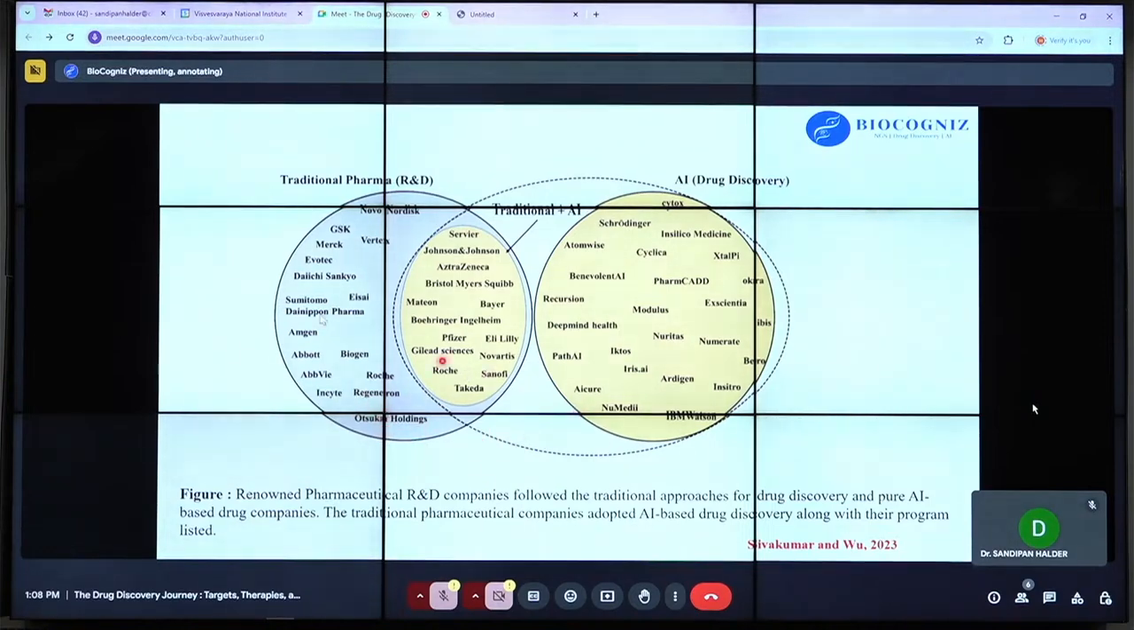So this picture is from my article from 2023. There may be some changes that might have happened now, but not much. And there are some companies going back also because of the risk involved and the early-stage failures they are focusing on. But overall, this is the scenario currently in the market.